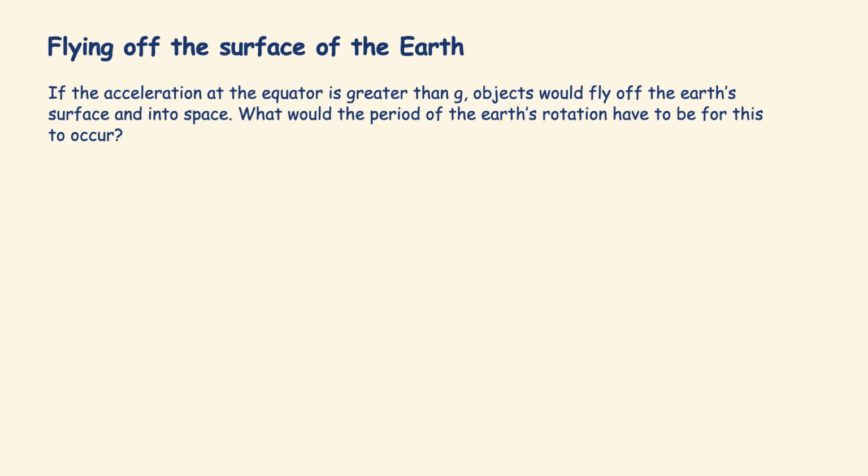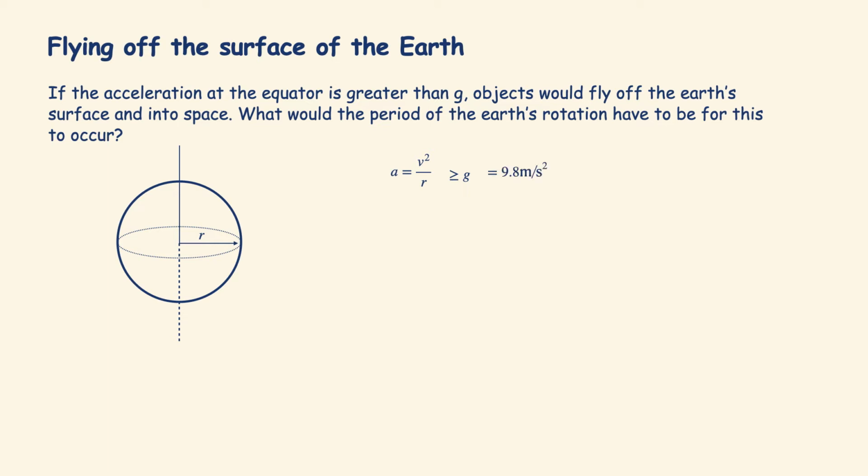And the question here is, what would the period of the Earth's rotation have to be for this to occur? Here's the Earth with the axis of rotation about which the Earth rotates. And here I have marked the equator of the Earth, which is the largest circle here with the radius r. We know that for circular motion, the acceleration is centripetal acceleration and has to be equal to v squared over r. The problem tells us that if this acceleration should exceed g, which is 9.8 meters per second squared, things on the equator will actually fly off into space.